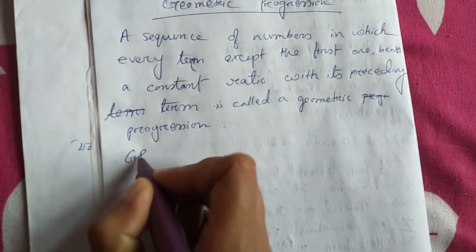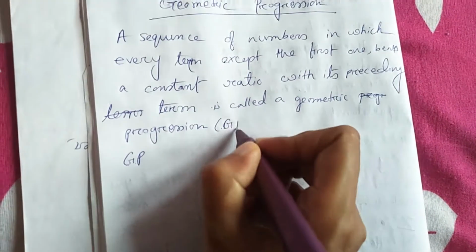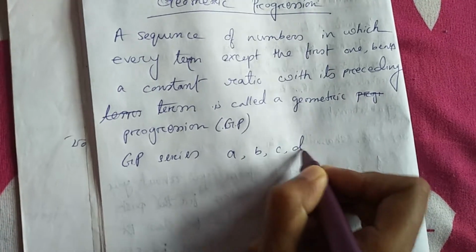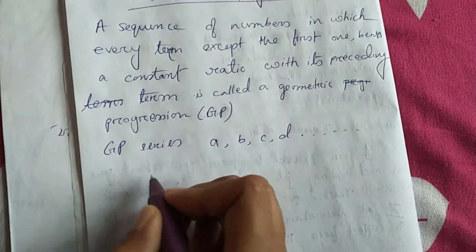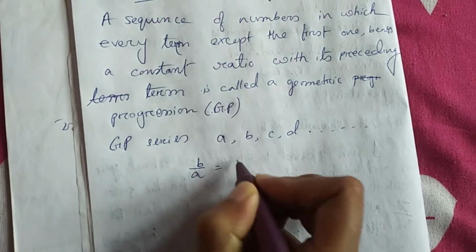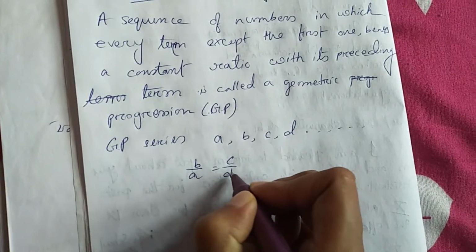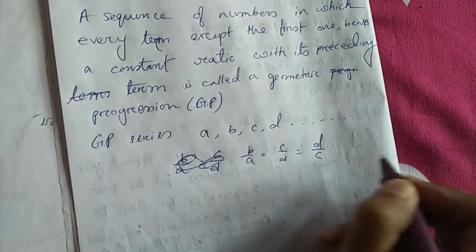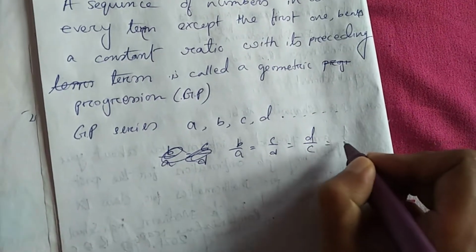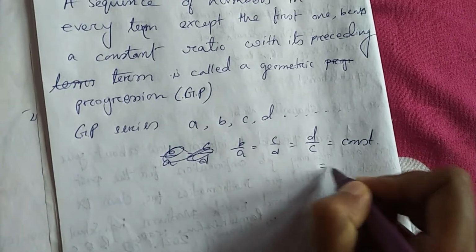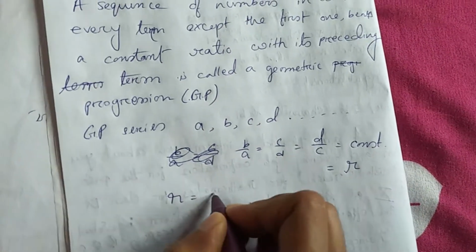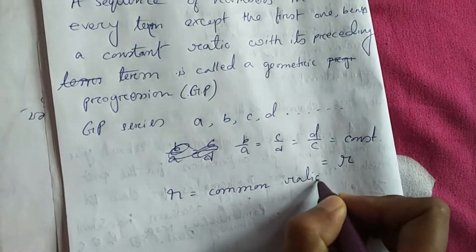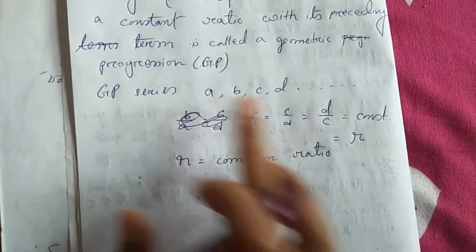Suppose the geometric progression is denoted as GP. Okay, so in a GP series, suppose it is A, B, C, D like this. So B by A equals C by B equals D by C. This is constant and this constant is written as R. R is nothing but the common ratio of the GP, and A is the first term.